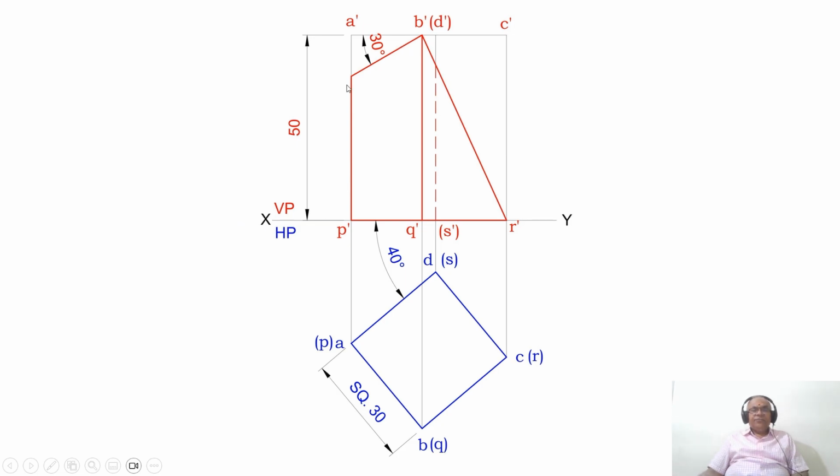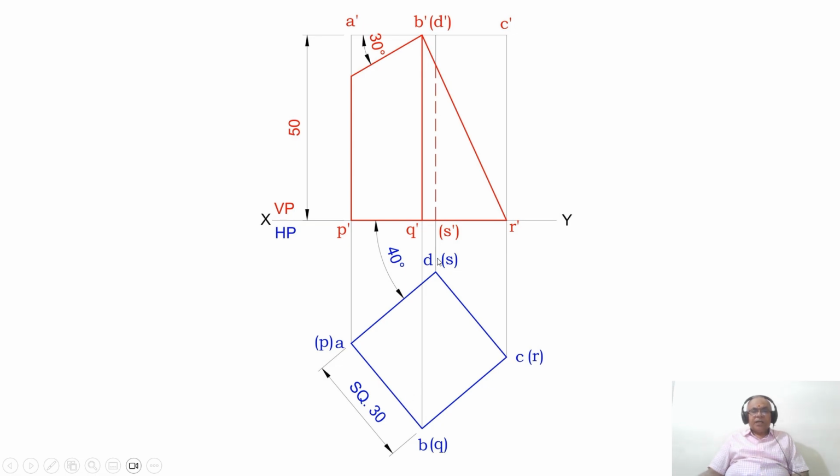And here, if you see whether it is in true length or not, yes, top surface is in true length and the bottom surface is also in true length, because all these small edges are parallel to HP, that is A dash B dash, B dash C dash, C dash D dash and D dash A dash. Similarly, P dash Q dash, Q dash R dash, R dash S dash and S dash P dash, all are parallel to HP. Therefore, AB, BC, CD and DA will be equal to 30 mm, which is the true length. Similarly, PQ, QR, RS and SP are also equal to 30 mm.